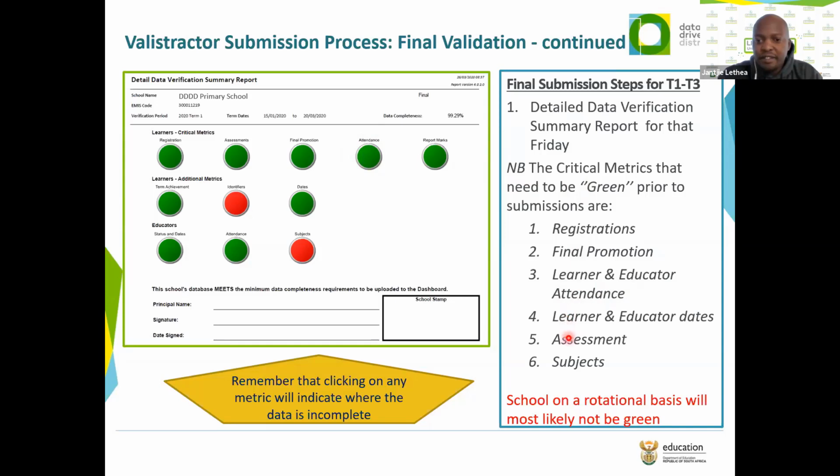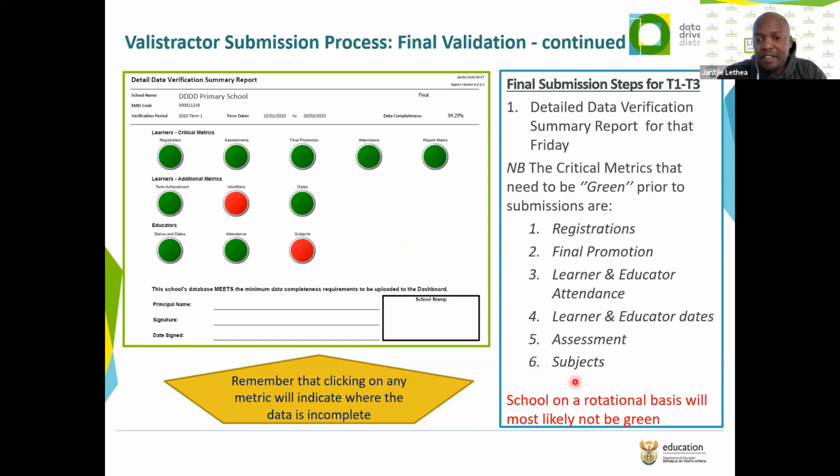And then the fourth one is learner and educator dates. These are the 2, the dates under the learners and the dates under the educators. They need to be green by default. And then we have item number 5, which is assessments. Because we are at the end of the term, all the assessments for the term must be on the system. So if we have assessments that are still outstanding, then it means we are not ready to submit, because they need to be in. That's why it is final validation. Everything for the term is in, no excuses.